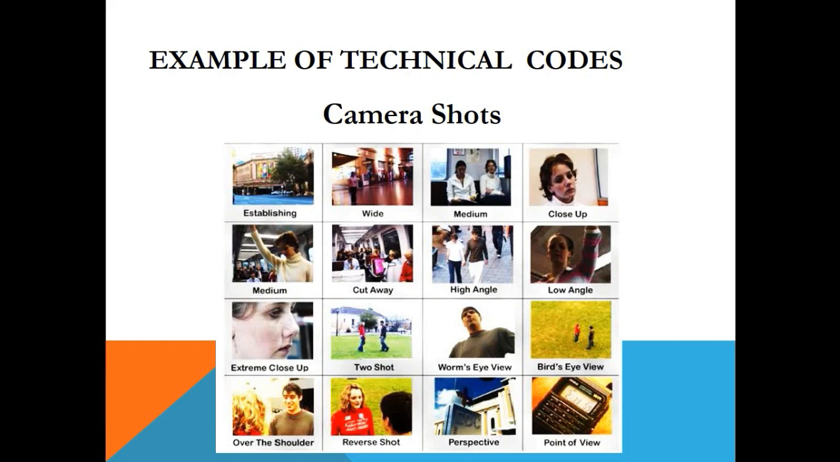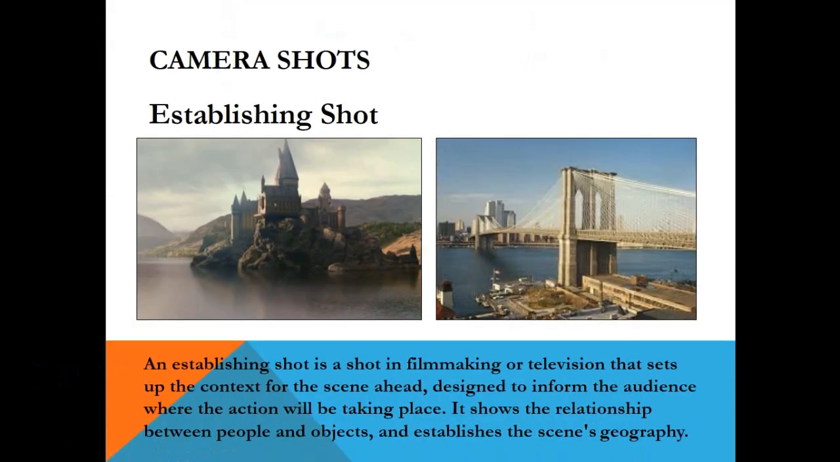There's quite a number of camera techniques that can be used to convey a meaning to a specific scene. Let's take a look at some of them. The first one is the establishing shot. An establishing shot is a shot in filmmaking or television that sets up the context for the scene ahead. It is designed to inform the audience where the action will be taking place. It also shows the relationship between people and objects, and then establishes the scene's geography. Here's an example of an establishing shot.